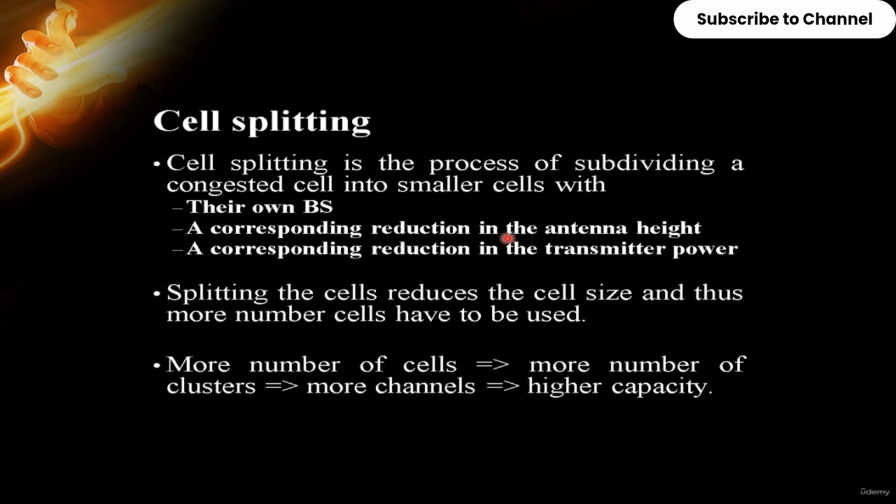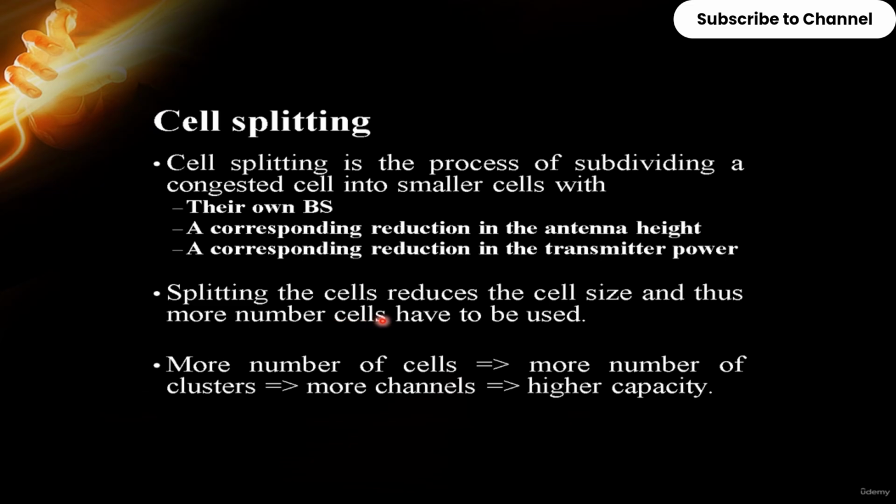In this lecture we are going to discuss cell sectoring and cell splitting. Cell splitting is the process of subdividing a congested cell into smaller cells. That is, there is a base station, and the corresponding reduction in the antenna height and the reduction in the transmitted power will be properly utilized within the station.